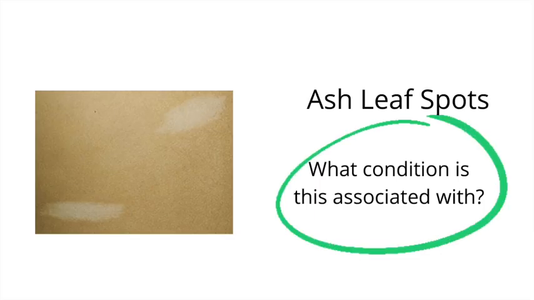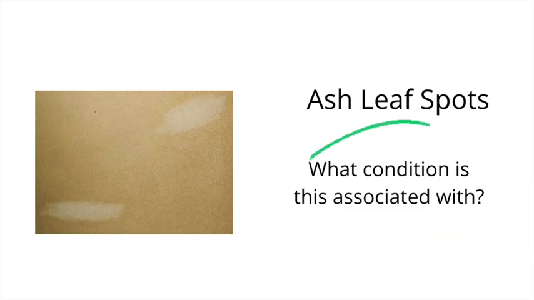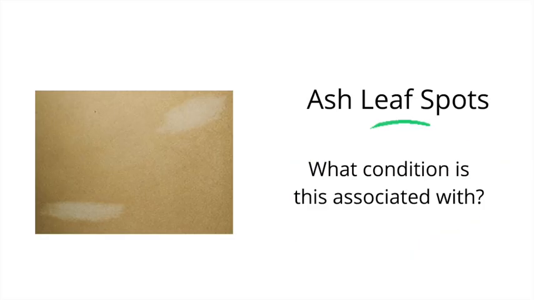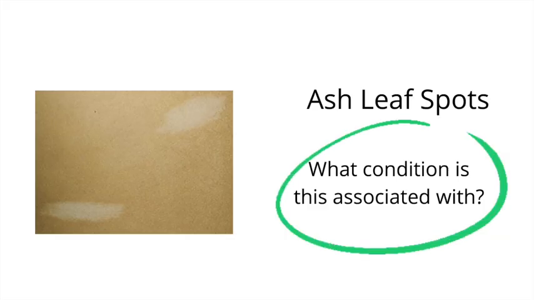But my question for you is, what condition is this associated with? So you don't forget, I've asked you 2 questions so far. The first one being, what disease or condition can infection with the Coxsackie-A virus lead to? And what condition are the ash leaf spots associated with? Be sure to comment them down below and let me know.